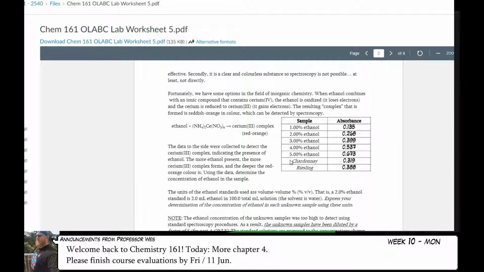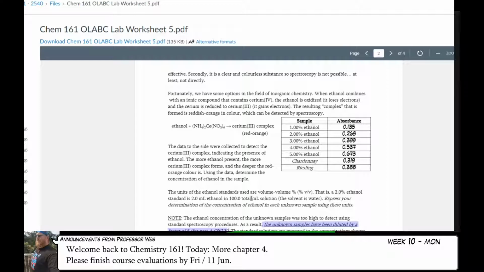that the unknown samples, so the Chardonnay and Riesling right here, are diluted by a factor of 5, but only for part A, so that their percent ethanol is between 1 and 5 in the standard. So whatever ethanol you get the Chardonnay and Riesling to be, times it by 5. Because there's no way that wine is between 2 and 3% ethanol, right? We had to dilute it in order for it to fall within the range of Beer's law. So part A is do this analysis using Beer's law, just like you did for lab number, I want to say 3.